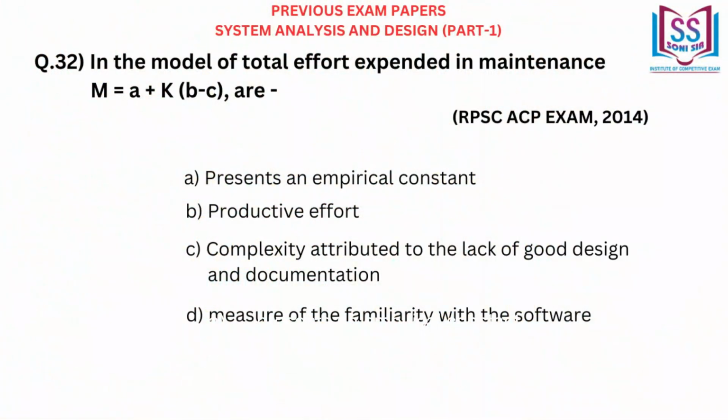In the model of total effort expended in maintenance, M = P + K^(c-d), where: A. Presents an empirical constant. B. Productive effort. C. Complexity attributed to the lack of good design and documentation. D. Measure of the familiarity with the software. Correct answer: B. Productive effort.